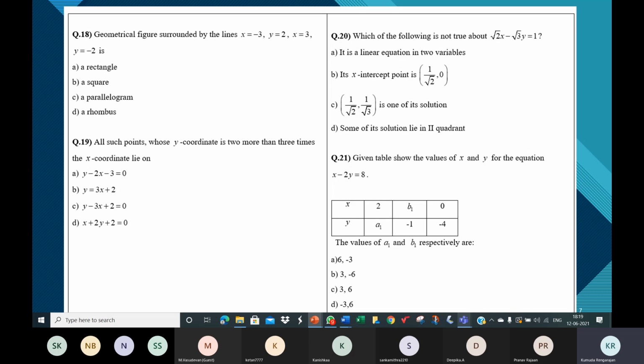So I think C and D, both of them are false. Which of the following is not true? C and D are not true, because C and D are false. C is not a solution, but it's given as a solution. So false. And the line does not pass through the second quadrant. It passes through the first, fourth, and third quadrants. So solutions lie there, but not in the second quadrant.